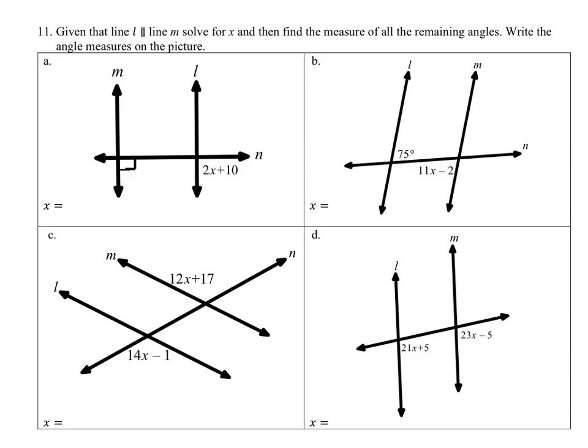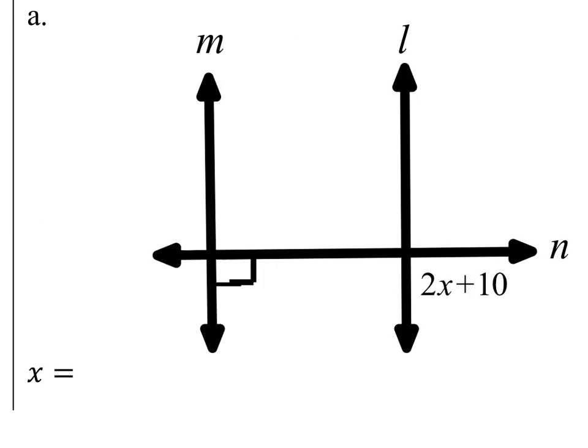For 11, lines L and M are parallel. We'll solve for x and for the missing angles, and we'll write those angle measures on the picture. All right, so here's what we know, and let's just identify the angles. This is a right angle, and its corresponding angle is right, and so is its alternate interior. Now, since these are 90 degrees, we're going to take 180 and subtract those 90 degrees, and that will give us this angle, which also is 90 degrees.